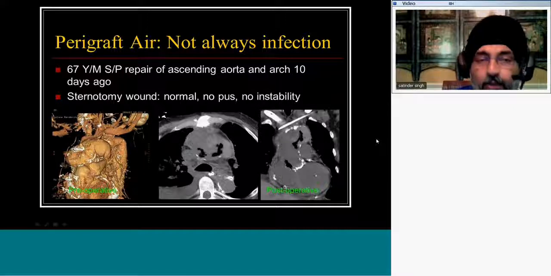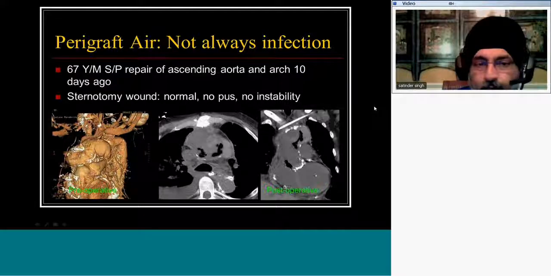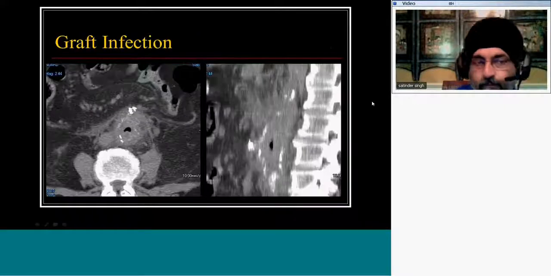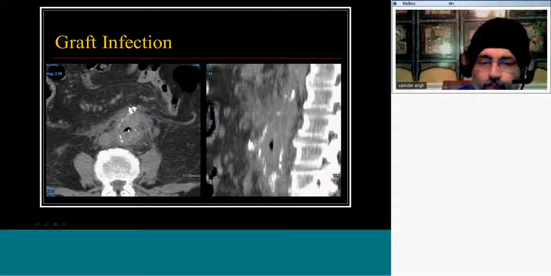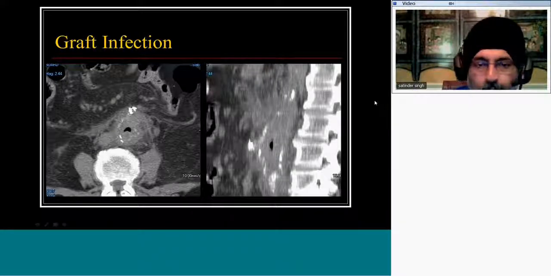And clinically, the wound was stable. There was no pus and there was no instability. So this patient went home without any complications. So this is a normal finding. Remember, after 6 weeks, if you see this kind of picture, it is abnormal. And of course, if you see the graft is crumpled like this, this is the abdominal aorta, and there's gas within the graft itself, of course, that is not normal at any time.